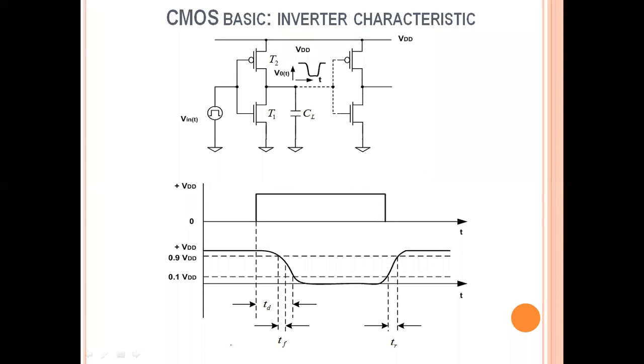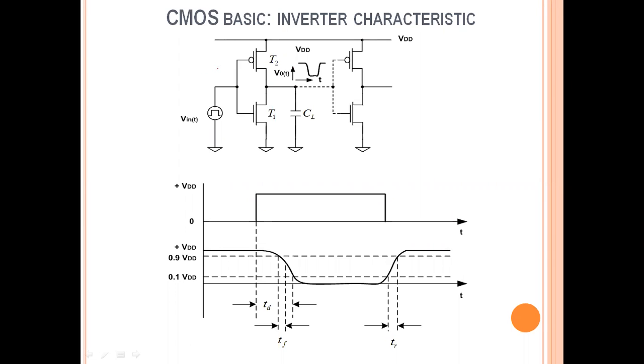Okay, the switching speed of the CMOS gate is limited by the time taken to charge and discharge the load capacitor CL. For a VSS to VDD input transition, CL discharges towards the VSS, and for a VDD to VSS input transition, CL charges toward the VDD. That is the operation of the CMOS inverter.